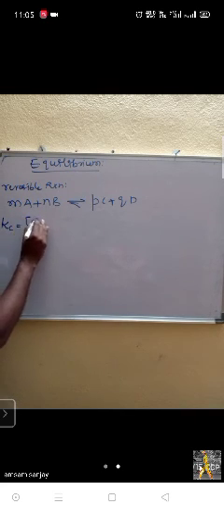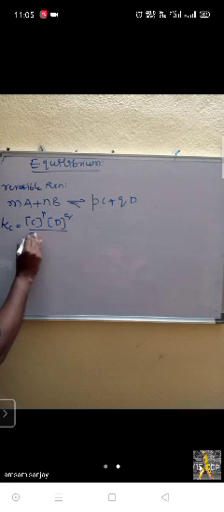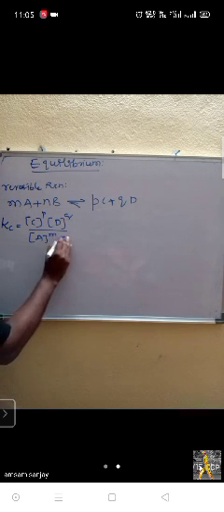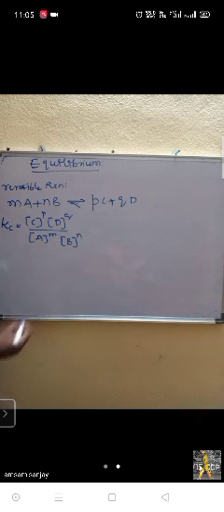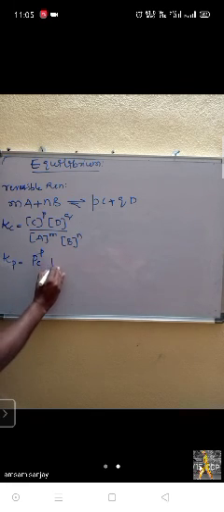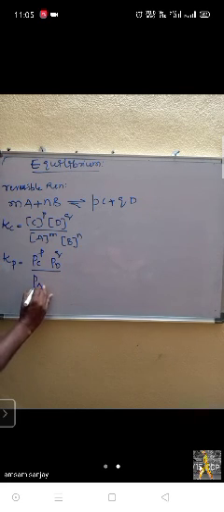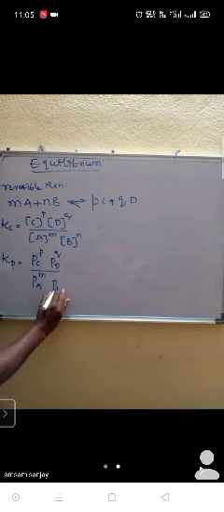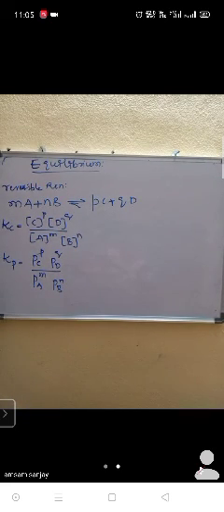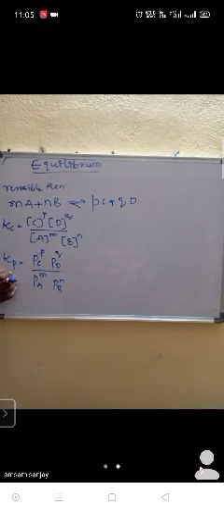How to write it: concentration of C to the power of p, concentration of D to the power of q, divided by concentration of A to the power of m and concentration of B to the power of n. This is the equilibrium constant in terms of concentration. Equilibrium constant in terms of pressure: pressure of C to the power of p, pressure of D to the power of q, divided by pressure of A to the power of m, pressure of B to the power of n. This is the equilibrium constant in terms of pressure.